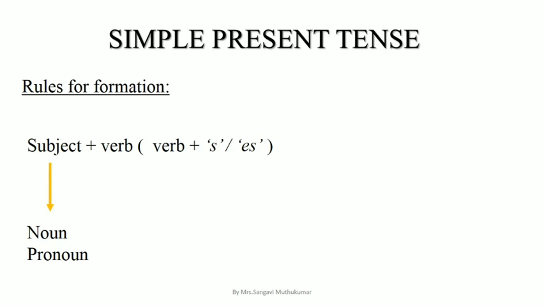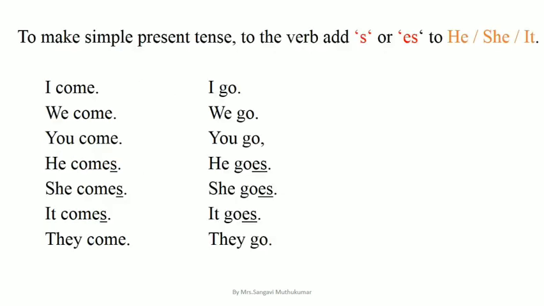But for third person singular alone, that is he, she, it alone, we must add s or es to the verb to make it in present form. Look at the example. I come, we come, you come, and the last one, they come. Here, I, we, you, they: first person, second person, third person plural. So for all these, we are just adding the verb alone. That is come. So by just adding the word come, it is in present form. I come, we come, you come, they come.